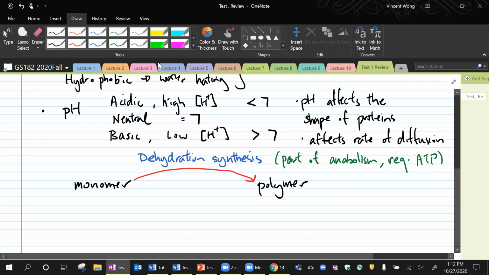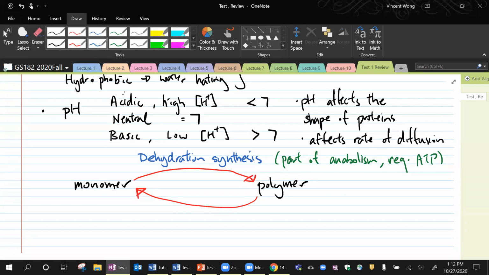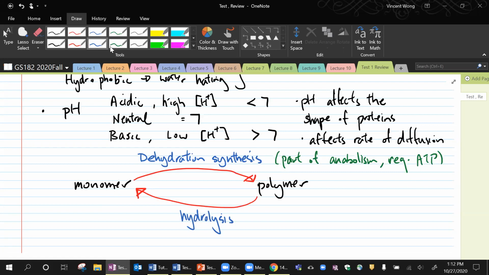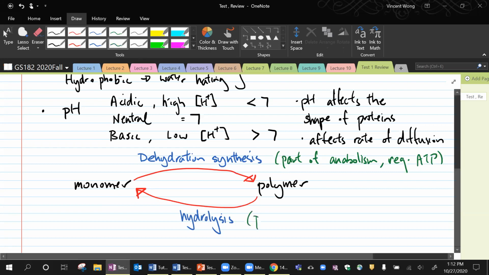Whereas the opposite, which is breaking down polymers into monomers, is going to be hydrolysis. That is part of catabolism, and it will generate energy. It will generate ATP.